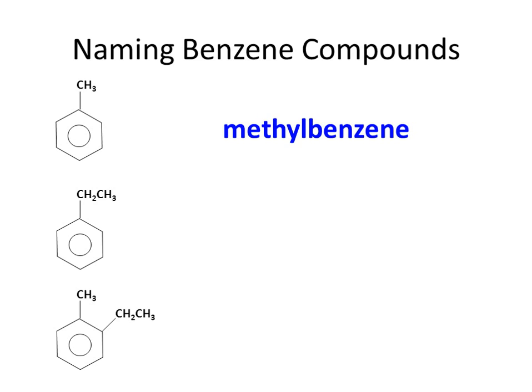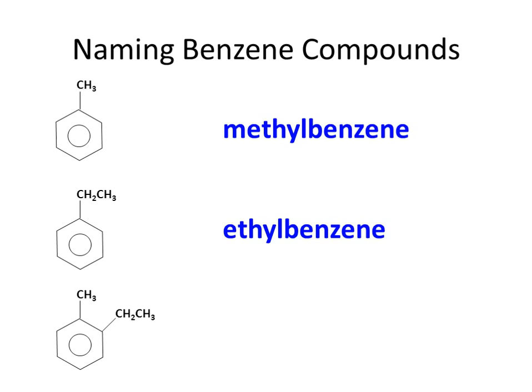In the second example, we have benzene as a parent group, and we have a 2-carbon substituent, which would be an ethyl group. Again, there's only one substituent, so the position number of the ethyl group is not really essential, although you could put it in. And the name of this one would be ethylbenzene.